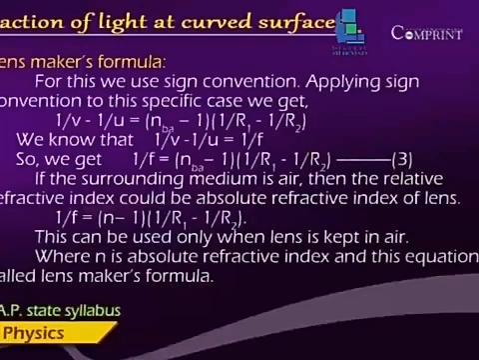If the surrounding medium is air, then the relative refractive index would be the absolute refractive index of lens. 1 by f is equal to n minus 1 into 1 by R1 minus 1 by R2. This can be used only when lens is kept in the air, where n is absolute refractive index, and this equation is called lens maker's formula.